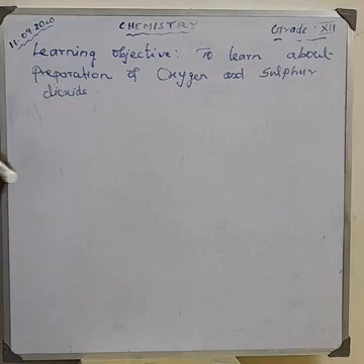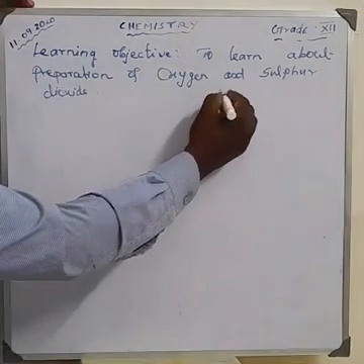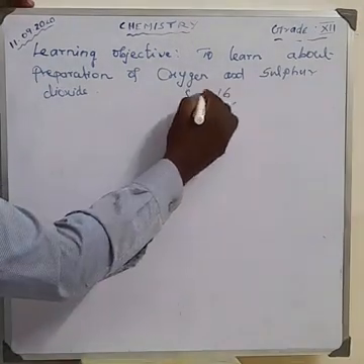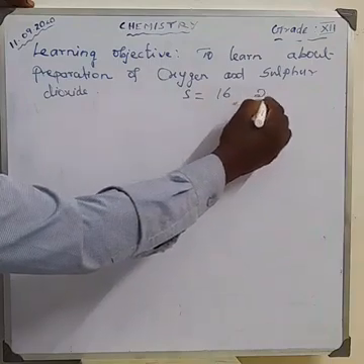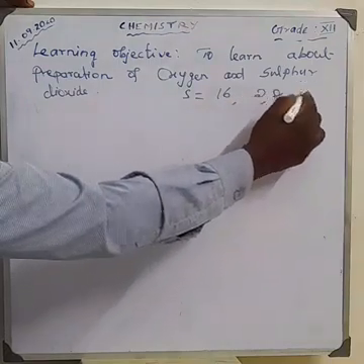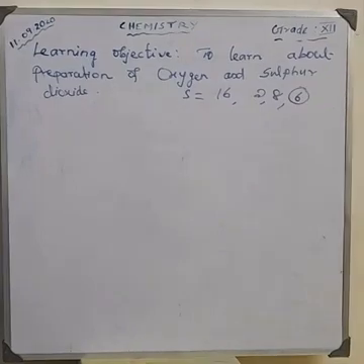The atomic number of sulfur is 16. The first shell has 2 electrons, the second 8 electrons, and the outermost has 6 electrons. Oxygen also has 6 outermost electrons, so it is also included in the oxygen family. Sulfur exists in crystalline as well as amorphous form.